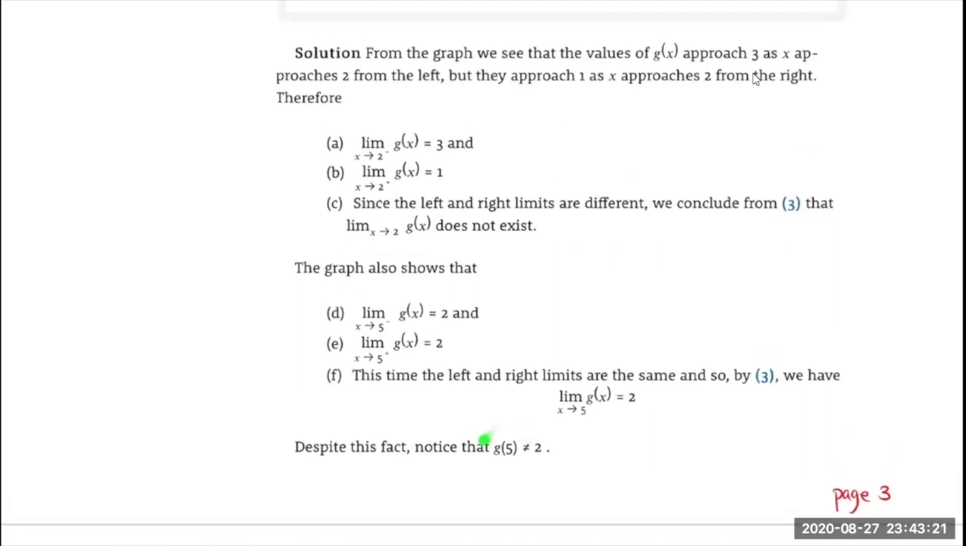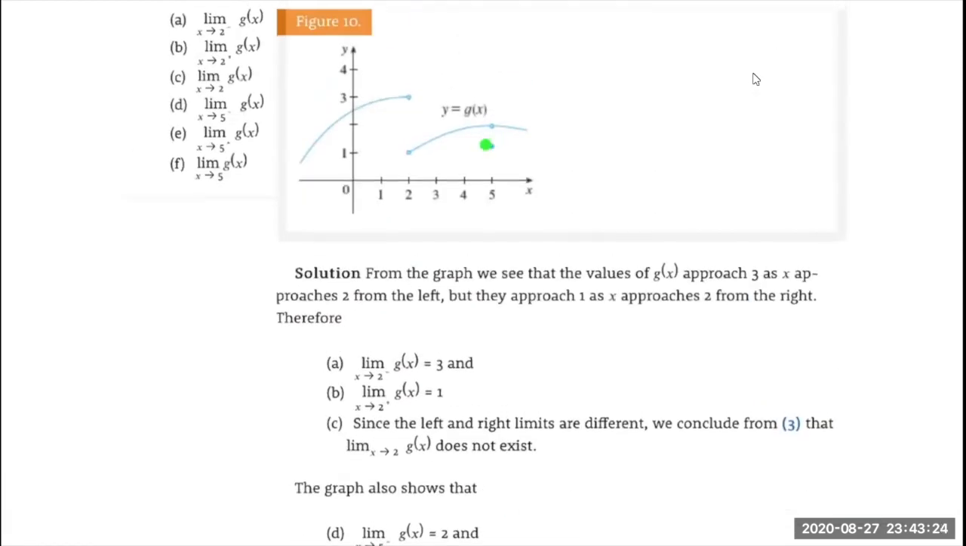Even though g of 5 does not equal 2. So the function value is not equal to 2. In fact, it's equal to maybe 1.2.